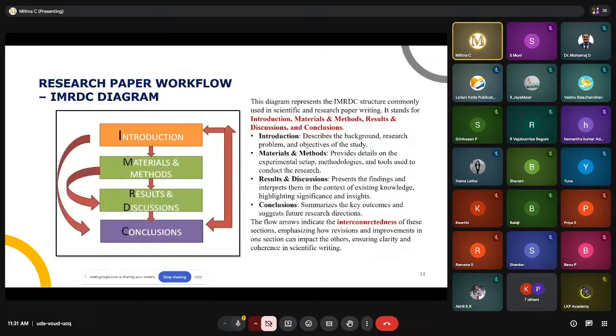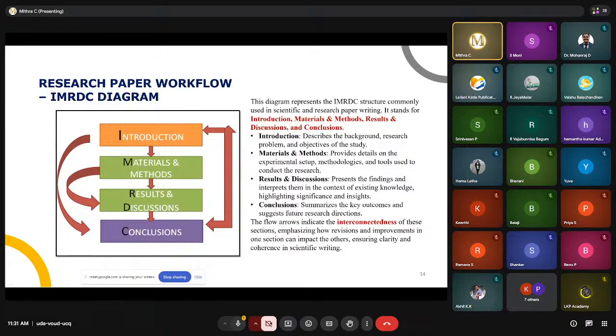Next one, this is very much important. As a researcher, you have to understand the IMRDC diagram very much. So let me tell you the acronym. I stands for introduction, M stands for materials and methods, R stands for results, D stands for discussion, and C stands for conclusion. So what does this deal with? I'll tell you. This diagram is called the interconnectedness diagram.